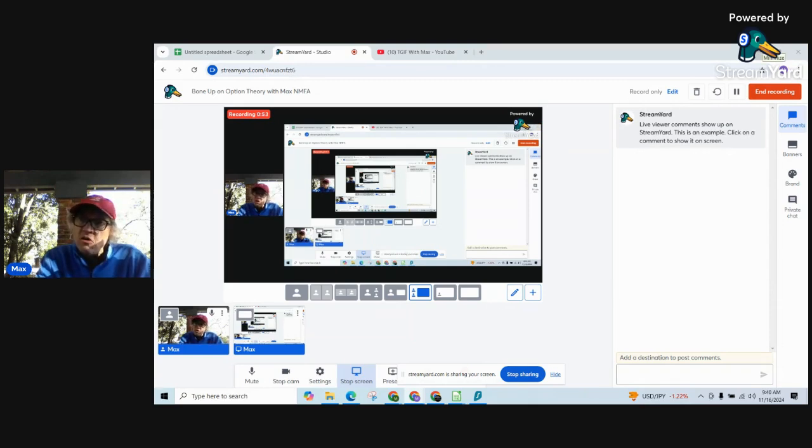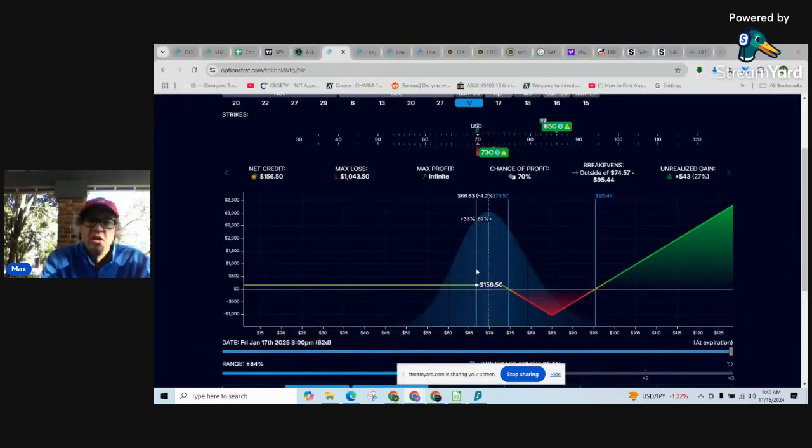And I'm also going to show you what I do to make an apples to apples comparison. Anytime before I make a trade, I give it a test, and I'm going to show you the Max test.